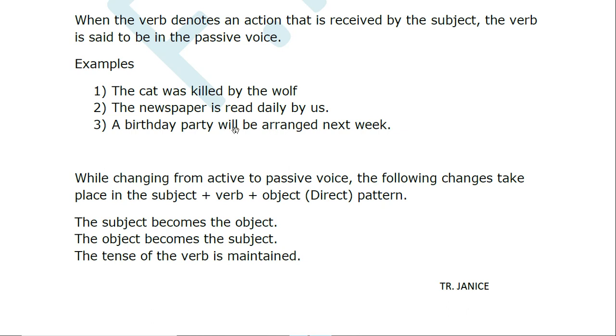The party will be arranged next week. What is the action? Will be arranged because it's future tense. Now who will arrange? Is it given over here? No. A birthday party is given and next week is given. It's not given. Now this part is a little bit tricky when you think of passive voice because sometimes the person doing the action is omitted in passive voice. Now, sometimes it's omitted because it's understood.